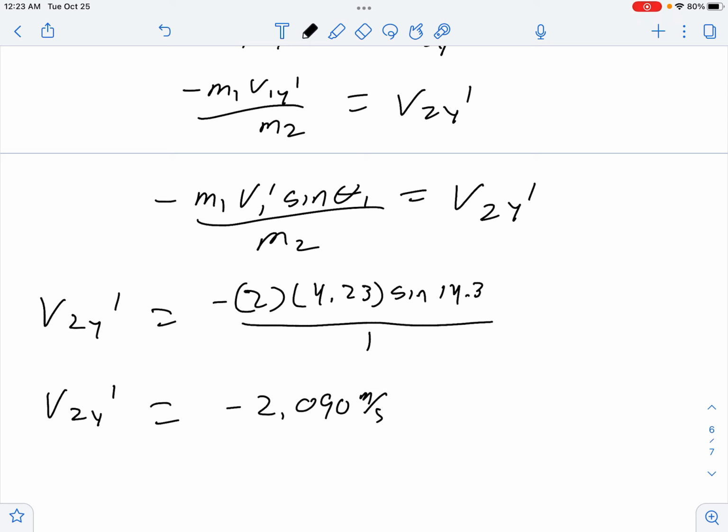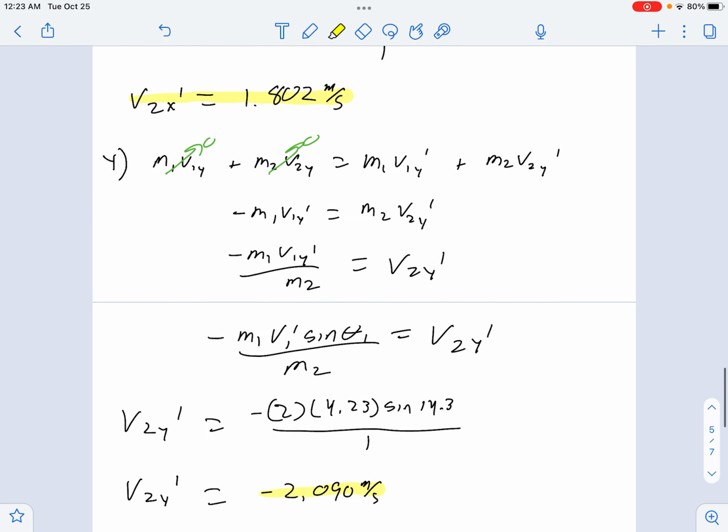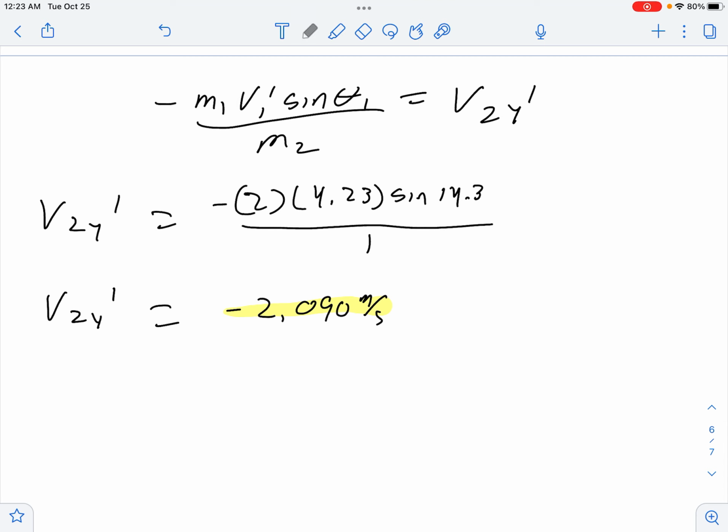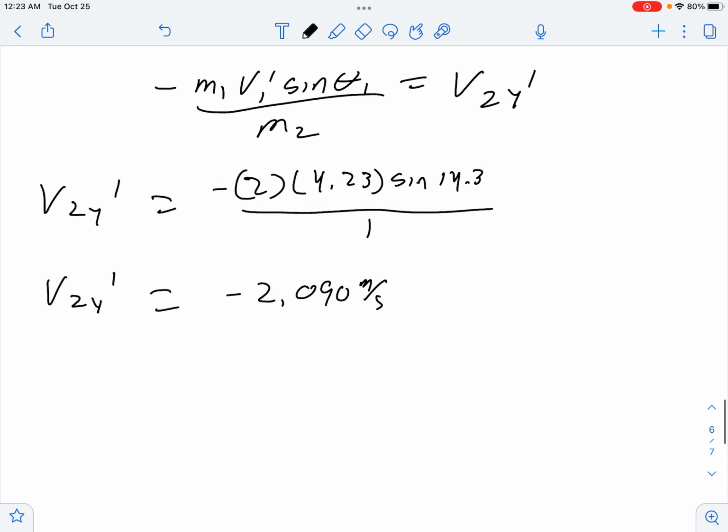Okay, which I would expect because ball 2 goes down and to the right, so I would expect a negative number with this. All right, and once I have these pieces of velocity, if I know what my V2x prime is and my V2y prime, then I can get all the pieces that I need now. It's just for my own purpose, I'm going to write this as here.